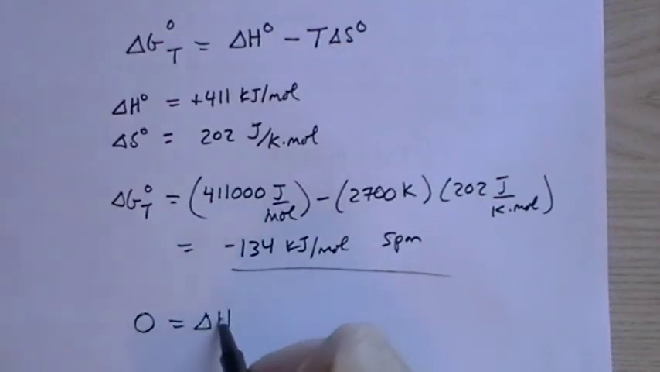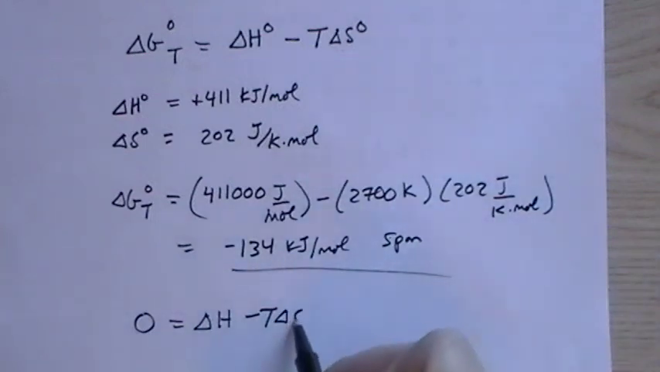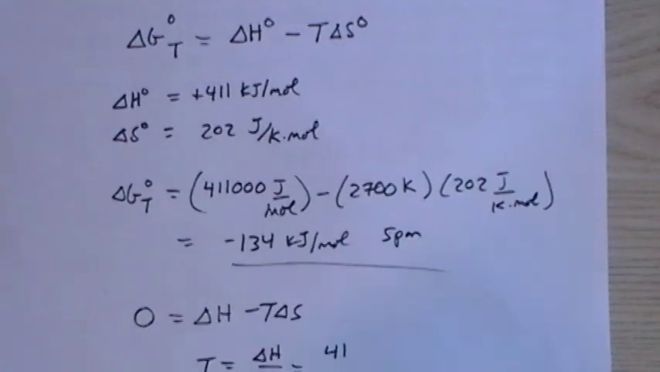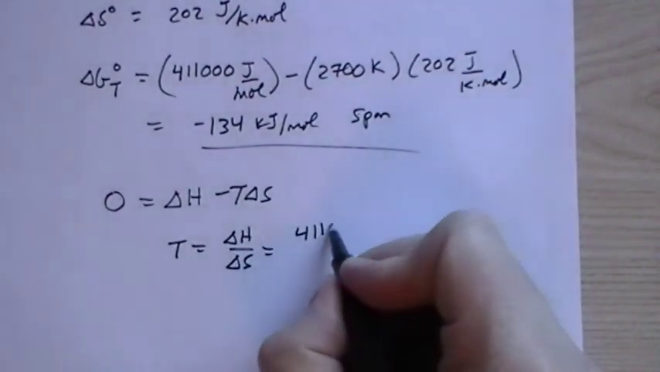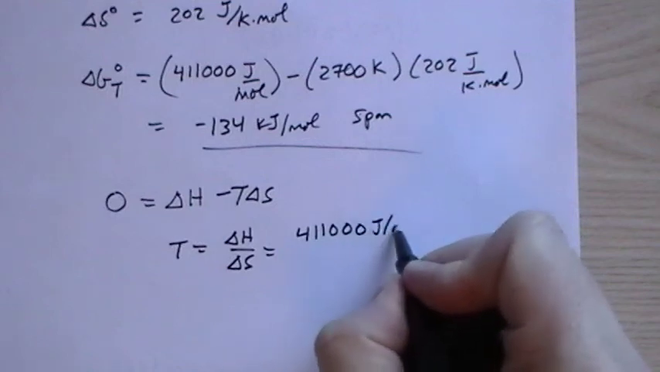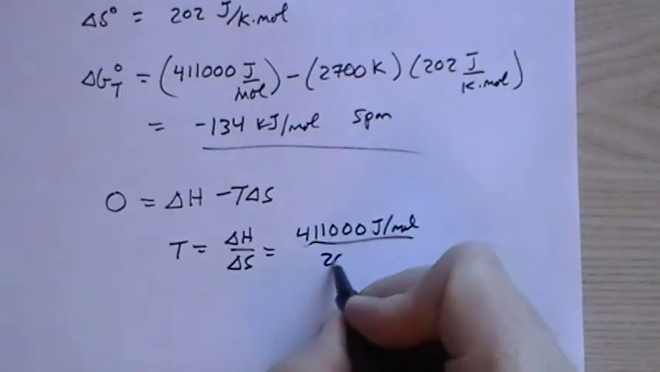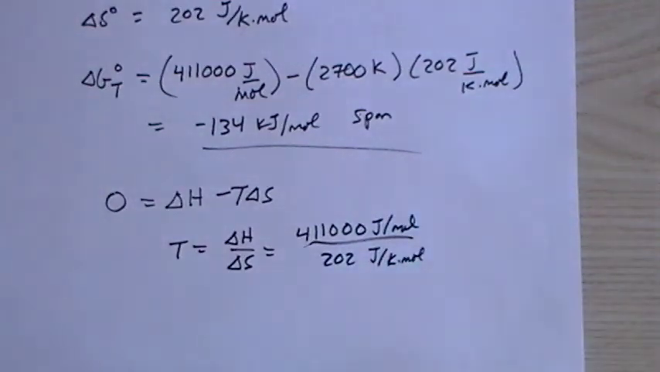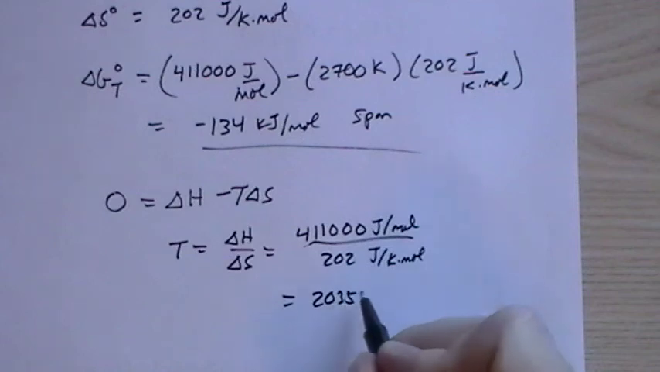Now, as we said, as it goes from positive to negative, there's a point where it's 0. And right when it's 0, it's about to change over from non-spontaneous to spontaneous. And if we rearrange this, like I did earlier, we end up with this expression. And we put in our numbers. And this will tell us exactly what temperature we shift from non-spontaneous to spontaneous, and it's 2035 Kelvin.